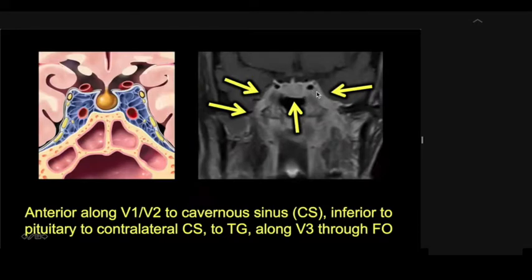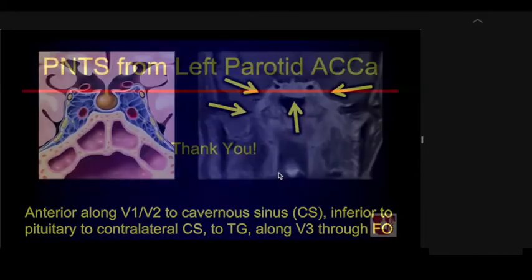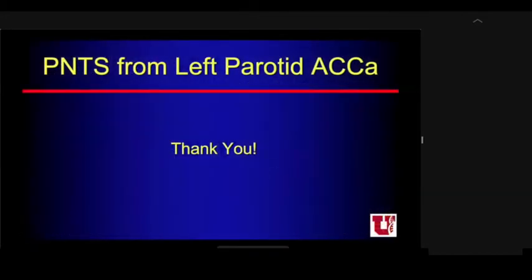Travel to the contralateral cavernous sinus via the intercavernous connections, which are inferior to the pituitary. From the right cavernous sinus, transmitted posteriorly to Meckel's cave, and then inferiorly along V3 through the right foramen ovale. So again, this is an impressive case of perineural tumor spread from the left parotid adenoid cystic carcinoma. Thank you.